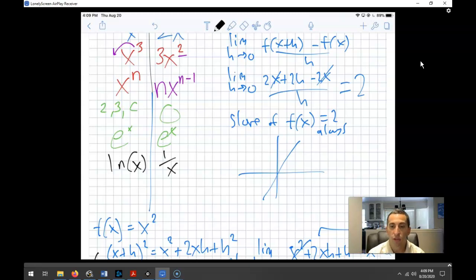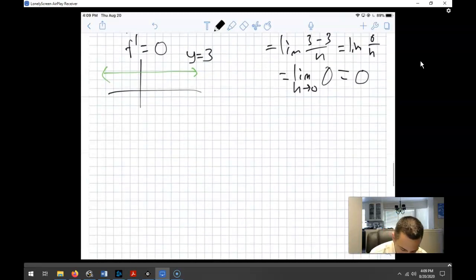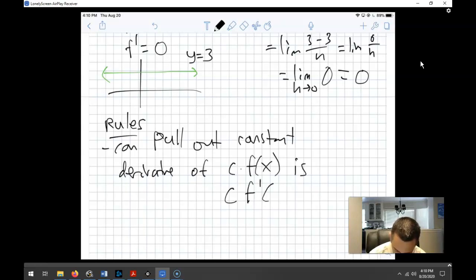Let me go ahead and teach you about some rules here, or it's kind of how to solve some problems as well. So some rules. You can pull out a constant. So kind of like with limits, the derivative of some constant times f of x is that constant times f prime of x.